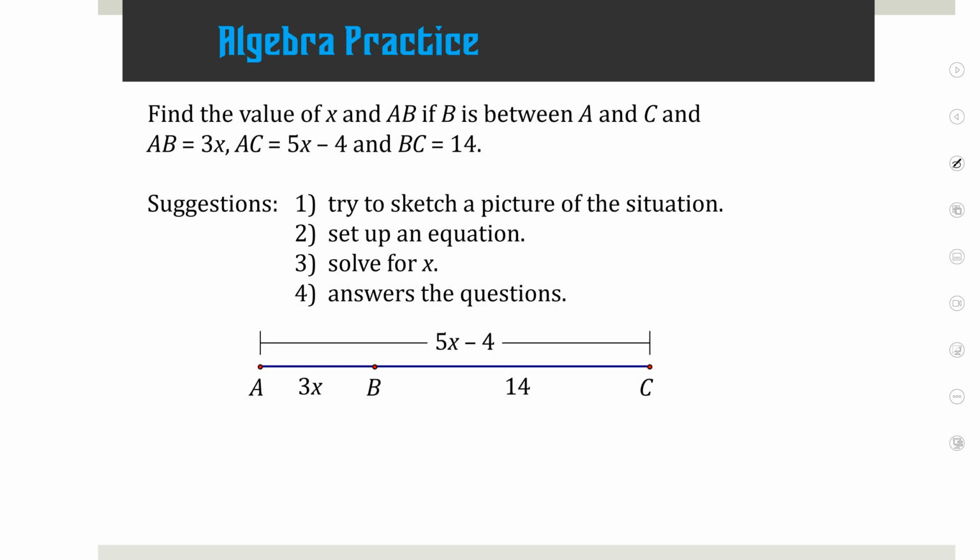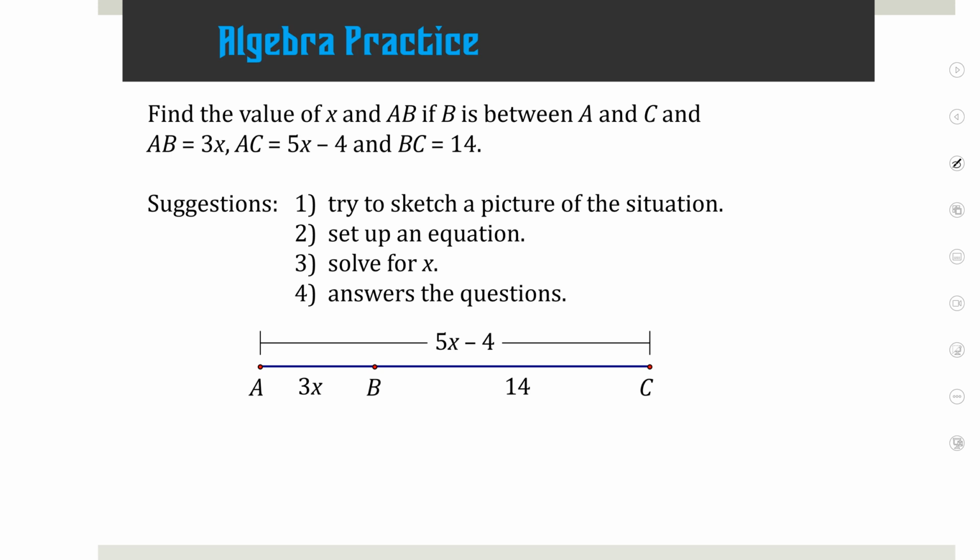Mine's a little fancier, but yeah. B does not have to be in the middle. It's just gotta be on the line segment. And then I labeled it with the appropriate values: this piece is 3x, this piece is 14, and the whole length is 5x minus 4. Any chance you put together an equation? What equation do you get from this picture? Lena, what do you got? 3x plus 14 equals 5x minus 4.